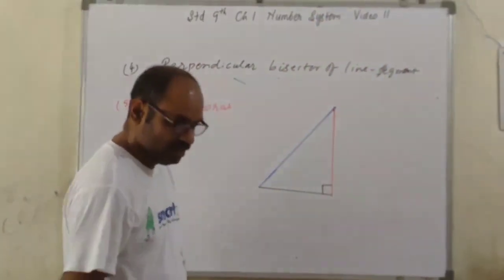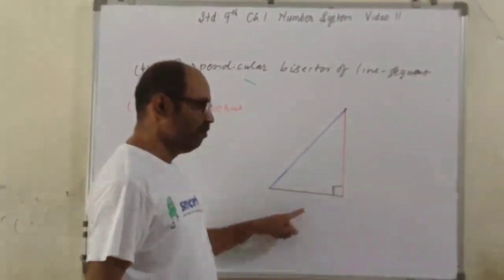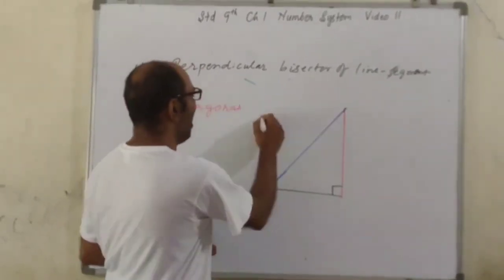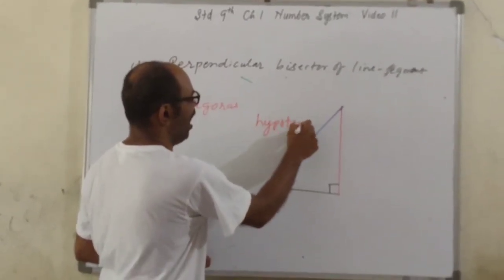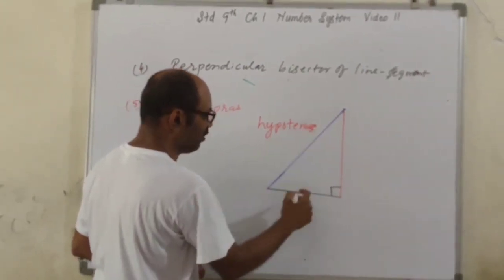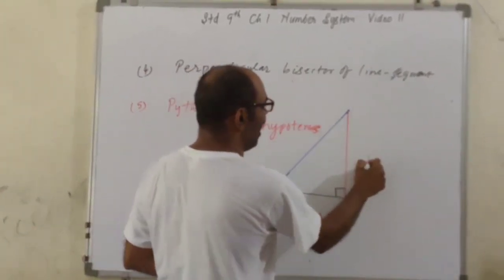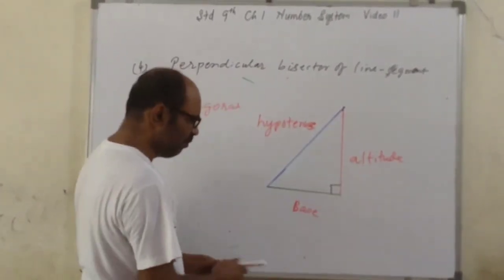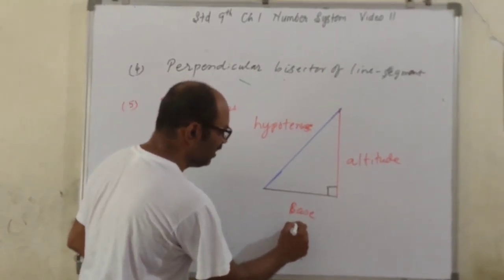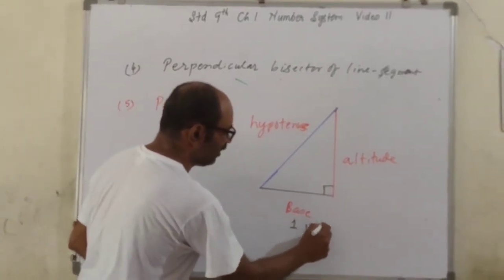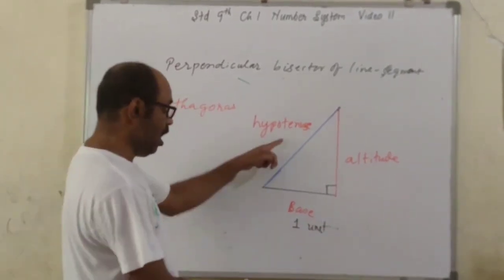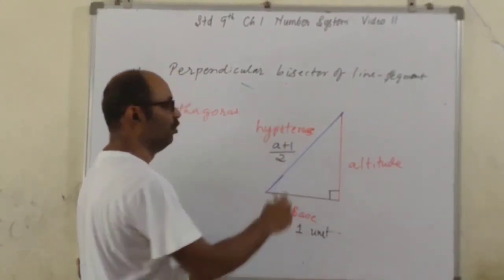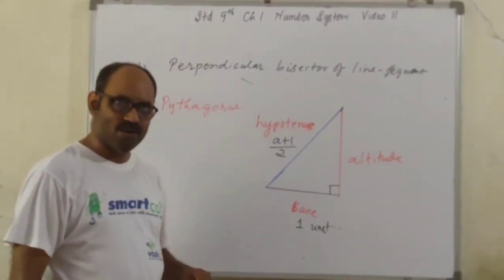Alright. So we have 3 sides. Red, black and blue. What is the blue one called? Correct. Hypotenuse. It is called the hypotenuse. And if you call this one the base, then this is the altitude. Children, see what I am saying. Suppose the length of this base is 1 unit. And the length of the hypotenuse is (a plus 1) by 2 units, where a is any real number, unknown.